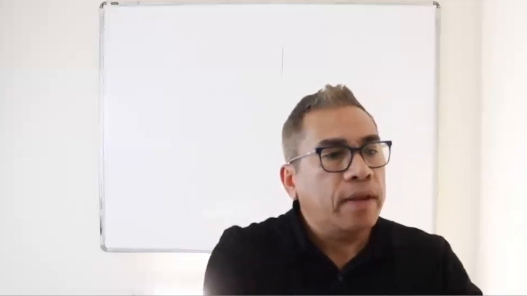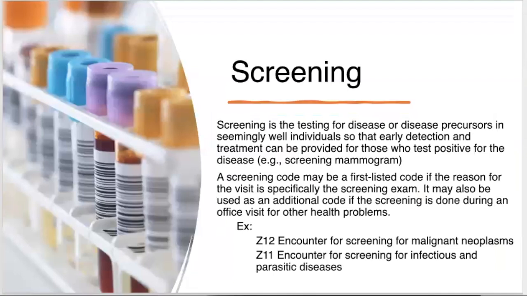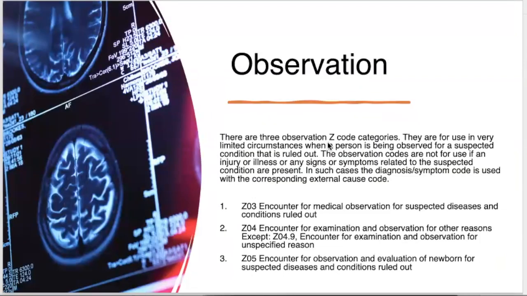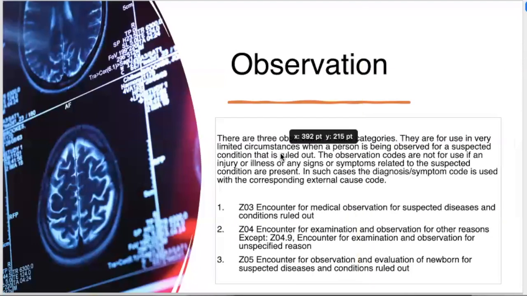Okay. Now, what about observation? What are the observation codes? Let us read. There are three observation Z code categories. They are for use in very limited circumstances, when a person is being observed for a suspected condition that is ruled out. I want you to highlight this word, ruled out. It comes out from time to time in the AHIMA exam. Okay?